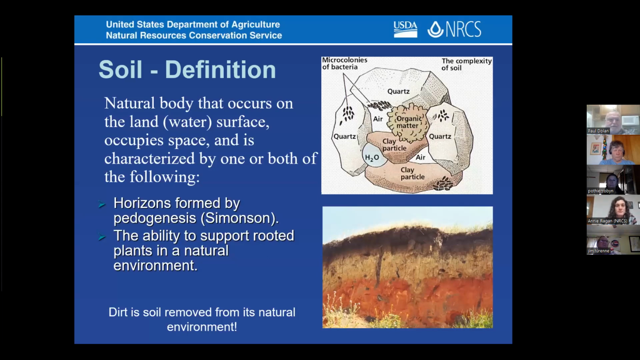Definition of soil: it's a natural body that occurs on the land or water. We actually map soils underwater, particularly here in Rhode Island. It occupies space, and it's characterized by one or both of the following. We like to see these horizons, or horizontal layers, in the soil that are formed under soil forming or pedogenic processes, and also the ability to support rooted plants in a natural environment. I always say that dirt is soil removed from its natural environment. Dirt is the stuff that's in your clothes that you wash out or on your hands. So there's a difference between dirt and soil.